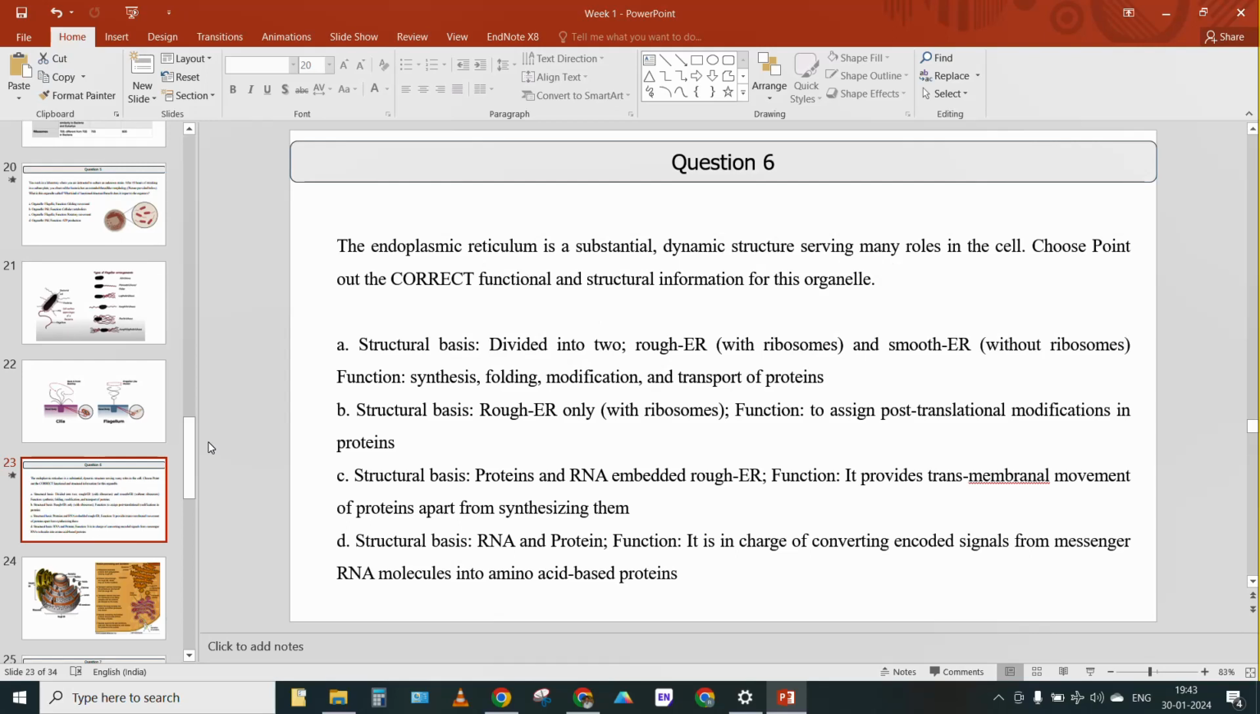And the statement B: the structural basis is through rough endoplasmic reticulum only, and its function is to assign post-translational modifications in proteins. And option C: the structural basis is proteins and RNA embedded through rough endoplasmic reticulum, whose function is to provide transmembrane movements of proteins apart from synthesizing them. And the last option D: the structural basis is RNA and protein, and it is in charge of converting encoded signals from messenger RNA molecules into amino acid based proteins.